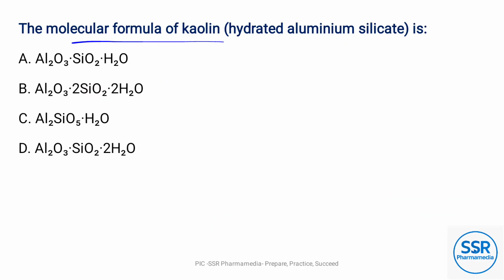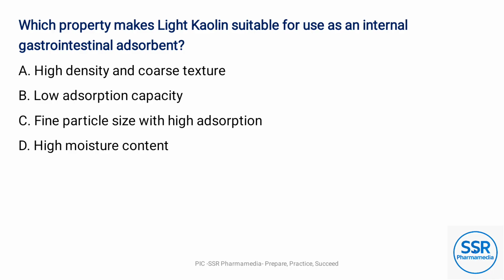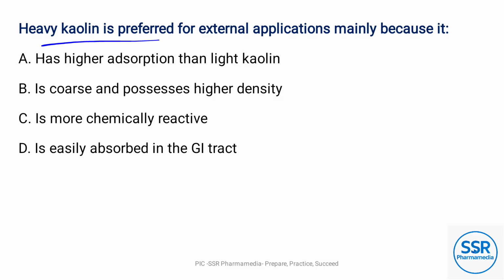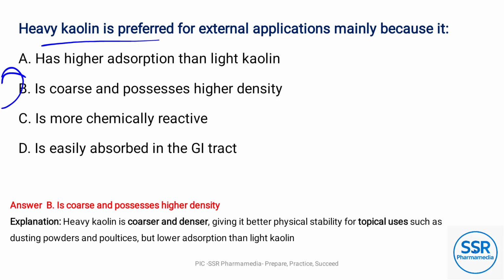The molecular formula of kaolin, option B. Which property makes light kaolin suitable for use as an internal gastrointestinal adsorbent? Option C, fine particle size with high absorption. Heavy kaolin is preferred for external applications mainly because it, option B, is coarse and possesses higher density.